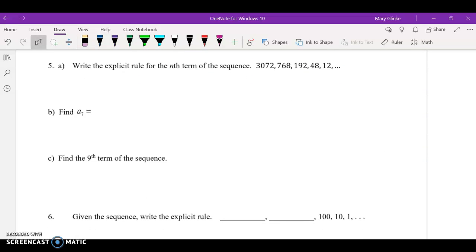So let's write the rule, and then let's go ahead and find a couple of things after that. So here we have an equation. It's going to be a sub n equals our first term times the rate to the n minus 1. So we need to find our first term. It's 3072. Our rate we can find by dividing. So we're going to do 768 divided by 3072. When we do that, we get 1/4. And let's test it. 48 times 1/4 gives us the 12. The ratio there should be 1/4. That's our rule.